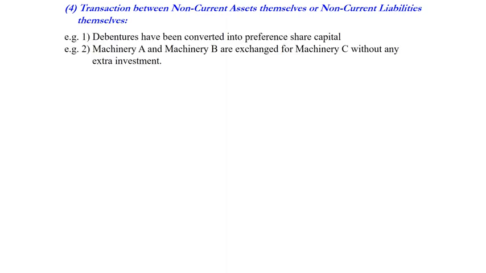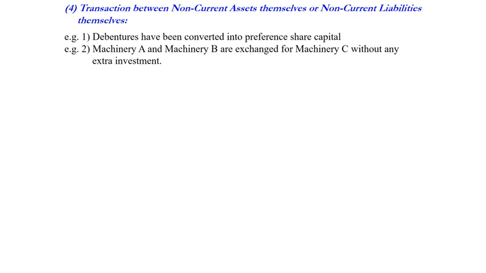Then transactions between non-current assets themselves and non-current liabilities themselves. Examples are given. Debentures have been converted into preference share capital. One non-current liability is converted into another non-current liability. Basically, it won't affect current assets or current liabilities. Therefore, no change in working capital.